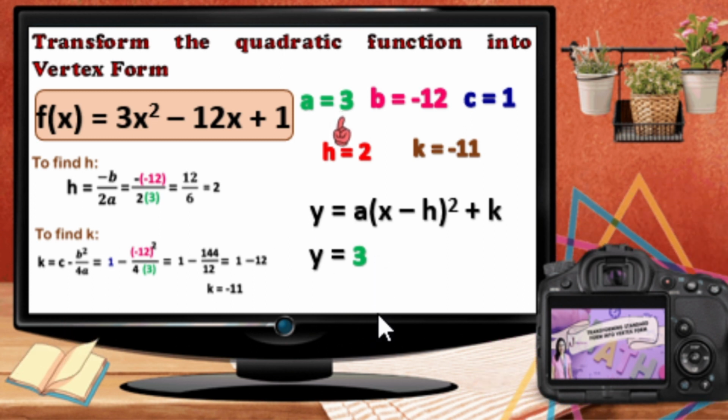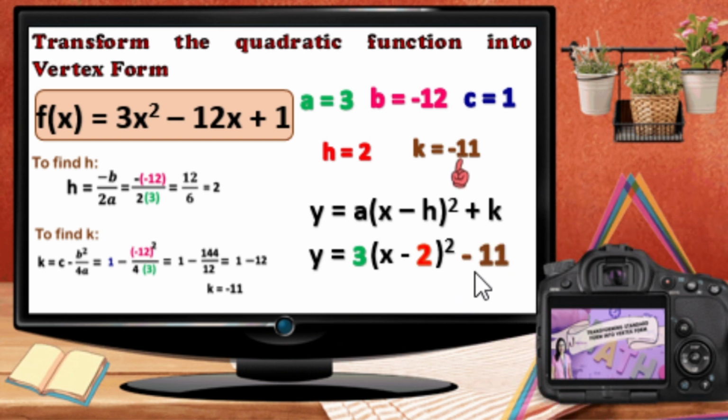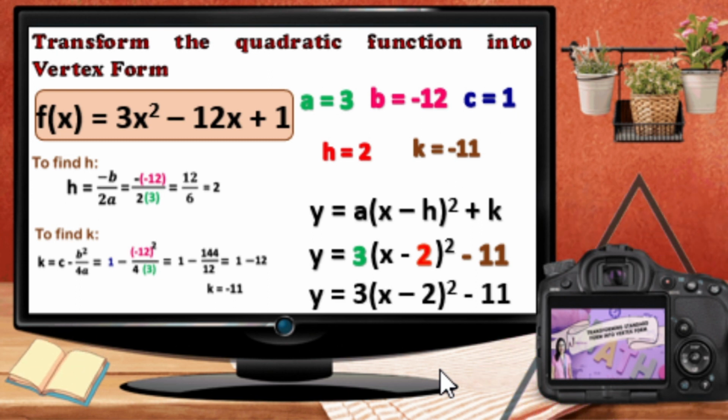Isa-substitute natin. And then, open parenthesis, x minus value ng h is 2. So, 2, no? Yun yung ilalagay natin sa h. And then, close parenthesis, squared plus the value of k, which is negative 11. So, negative 11 yung ilalagay natin doon kasi negative ang value ng k. So therefore, the vertex form is y is equal to 3 quantity x minus 2 squared minus 11. So ito yung standard form. Ito naman yung vertex form.